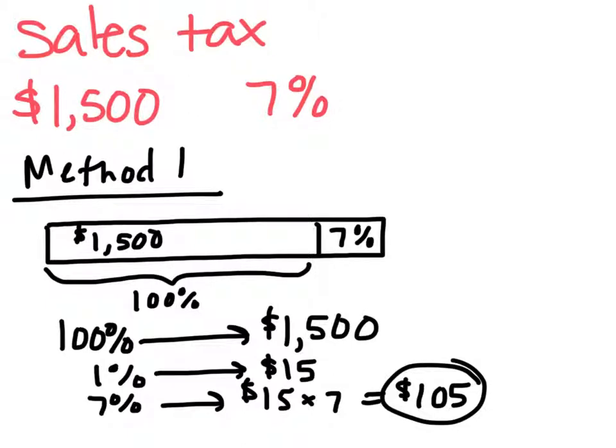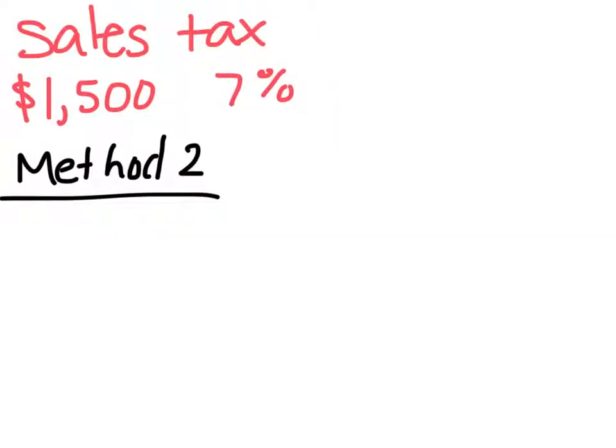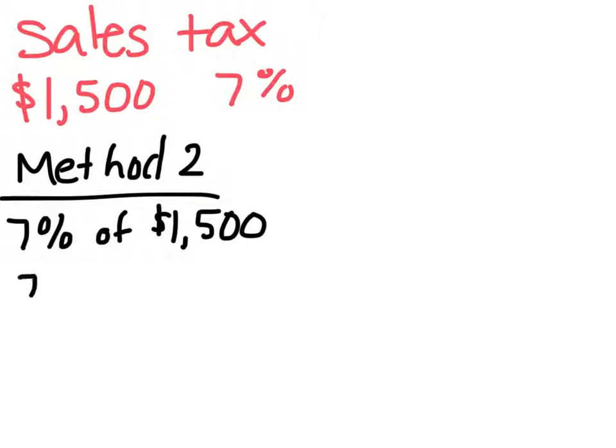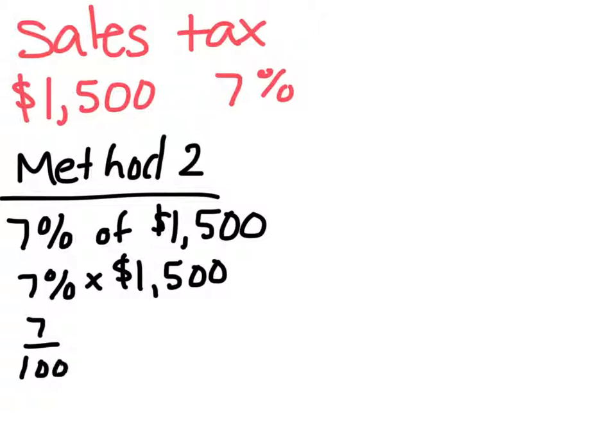Here's method 2. In method 2, we'll solve for 7% of $1,500, or 7% times $1,500. So we'll simply take 7 over 100, we're rewriting our percent as a fraction, times 1,500 over 1. I did it this way for ease of cross-reducing.